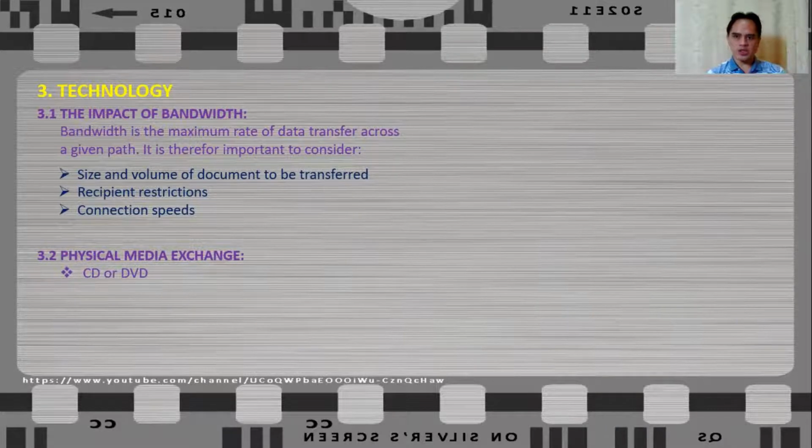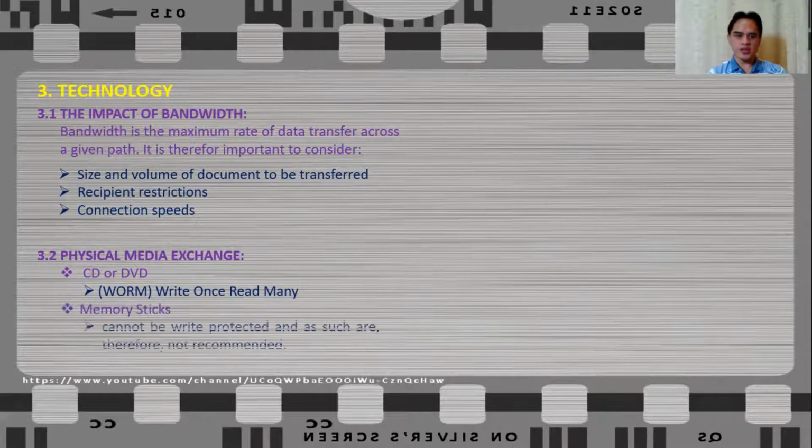While if you are using a physical media exchange, such as CD or DVD, the difference between these two is the capacity of data that they can hold. When you use this type of media exchange, you have to make sure that you are using the WORM format, or write once, read many. This is to make sure that whatever you have input or recorded in the CD or DVD can never be altered. Next is the use of memory sticks. Memory sticks cannot be write protected. As such, this method is not recommended.